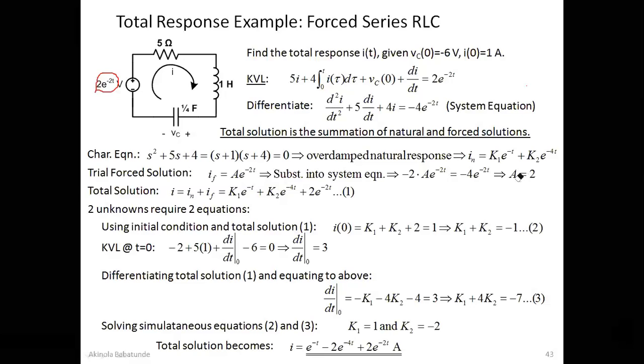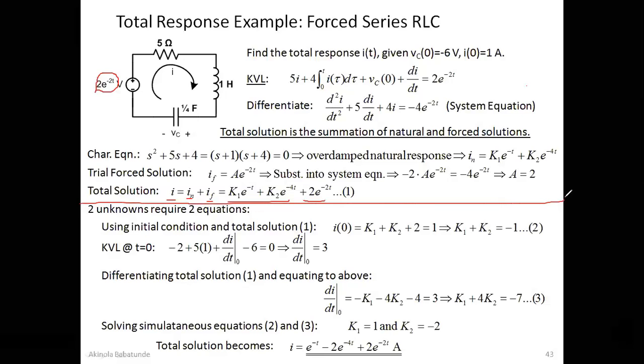If a is equal to 2, that simply means your total solution will be the natural response plus the forced response, or the trial forced solution, and that will give you i equal to i_n plus i_f. Our i_n is k1 exponential minus t plus k2 exponential minus 4t. You can see here, plus a is 2, it will not be plus 2, it's plus 2 exponential minus 2t. Okay, this becomes the total solution.